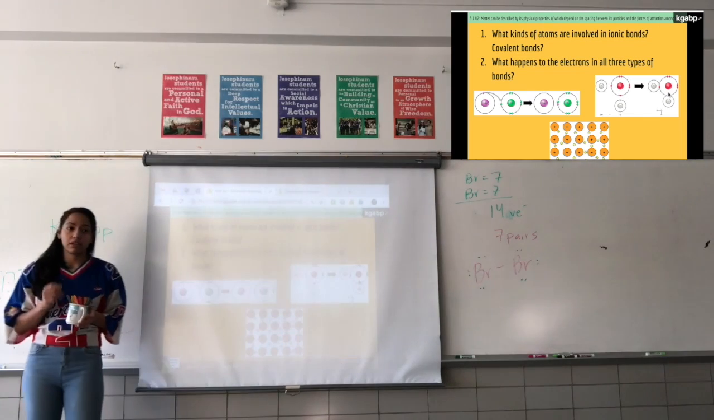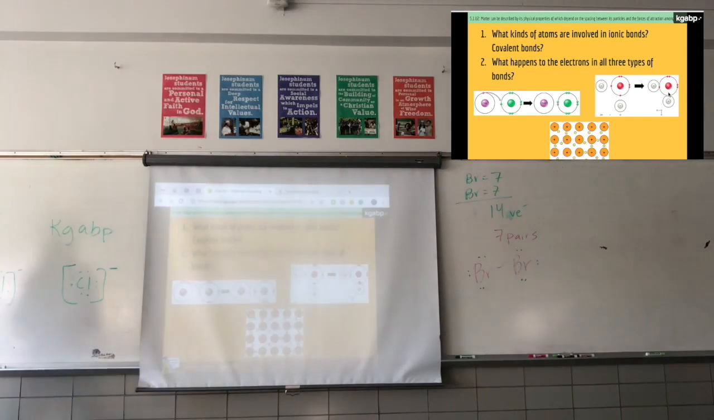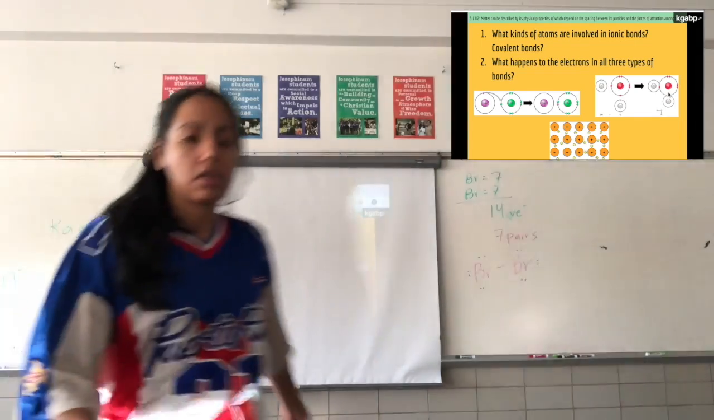That's a property of metallic bonding. Go ahead, Leslie. It said that the metal electrons are floating around. Yes, they're floating around with metals. Good. Here we go.